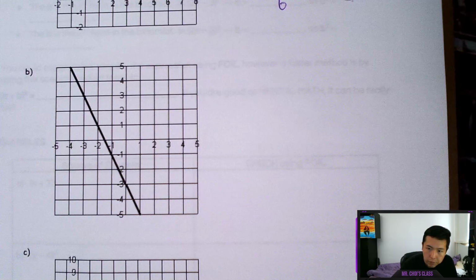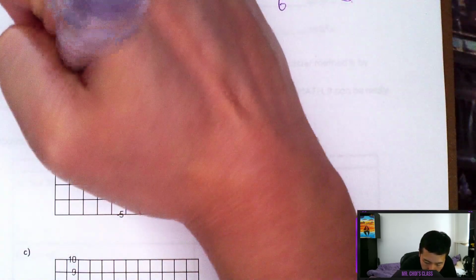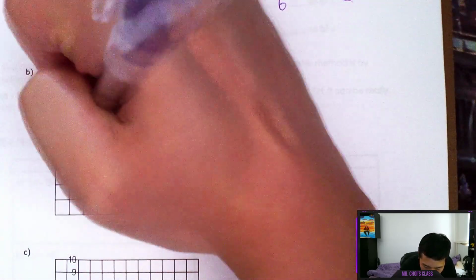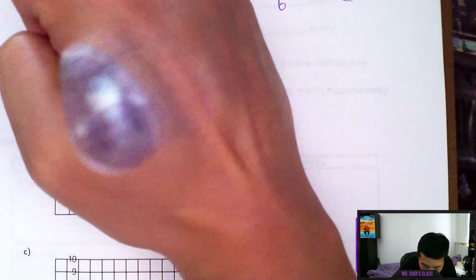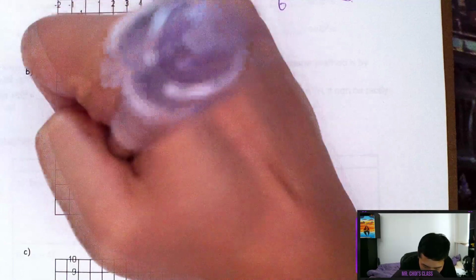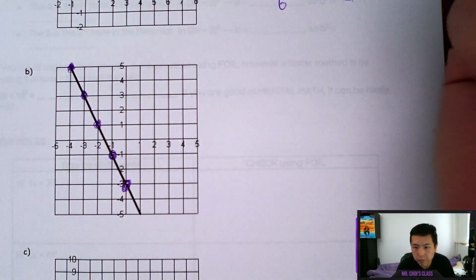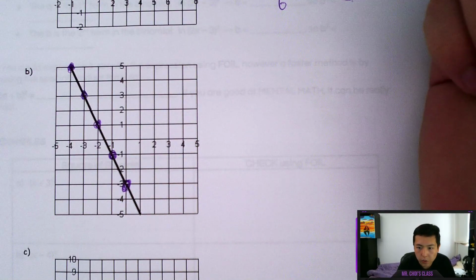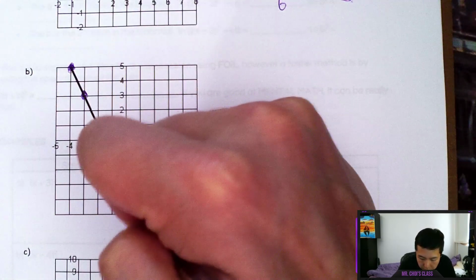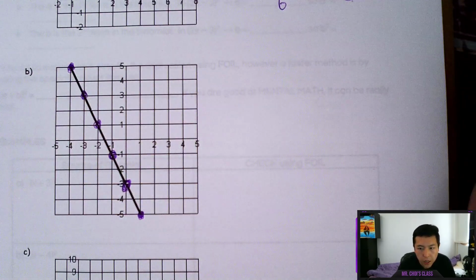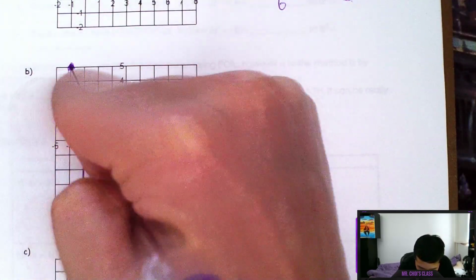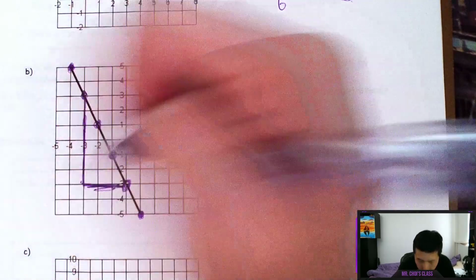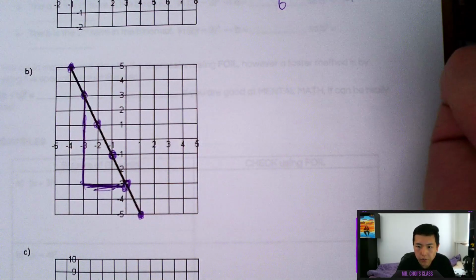Question B. Picking our points. You have a lot of points you could pick. You have a whole bunch of points here that you can pick from. There are 6 different points you can pick. Even the one down here works. So if I were to pick 2 here, let's pick this one and this one.